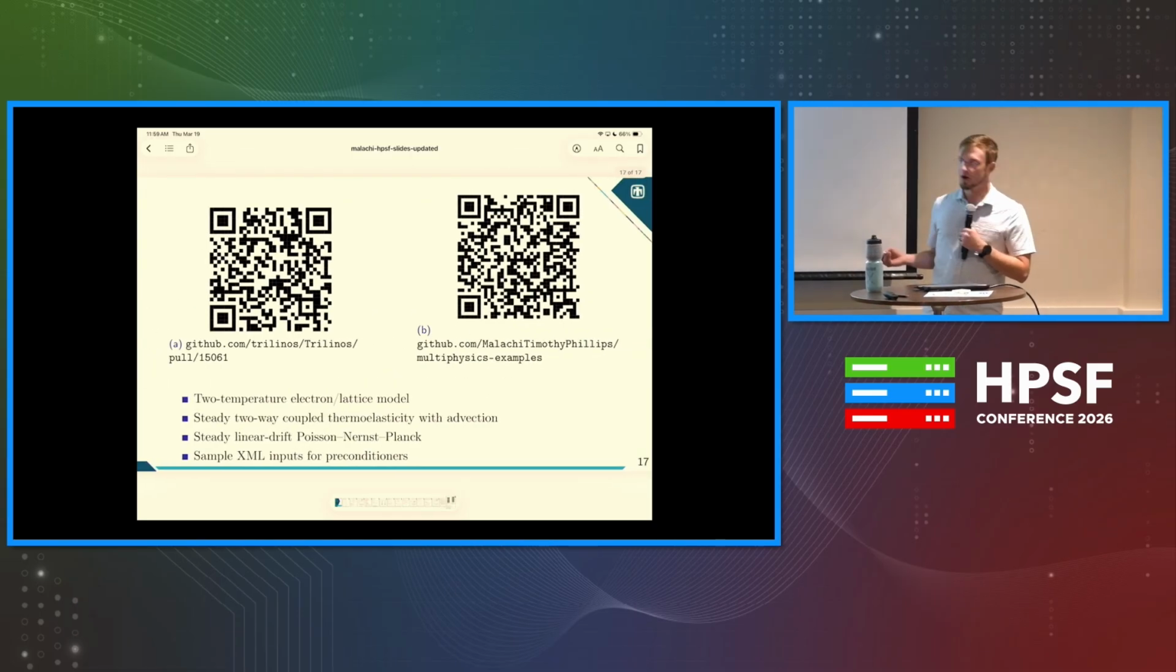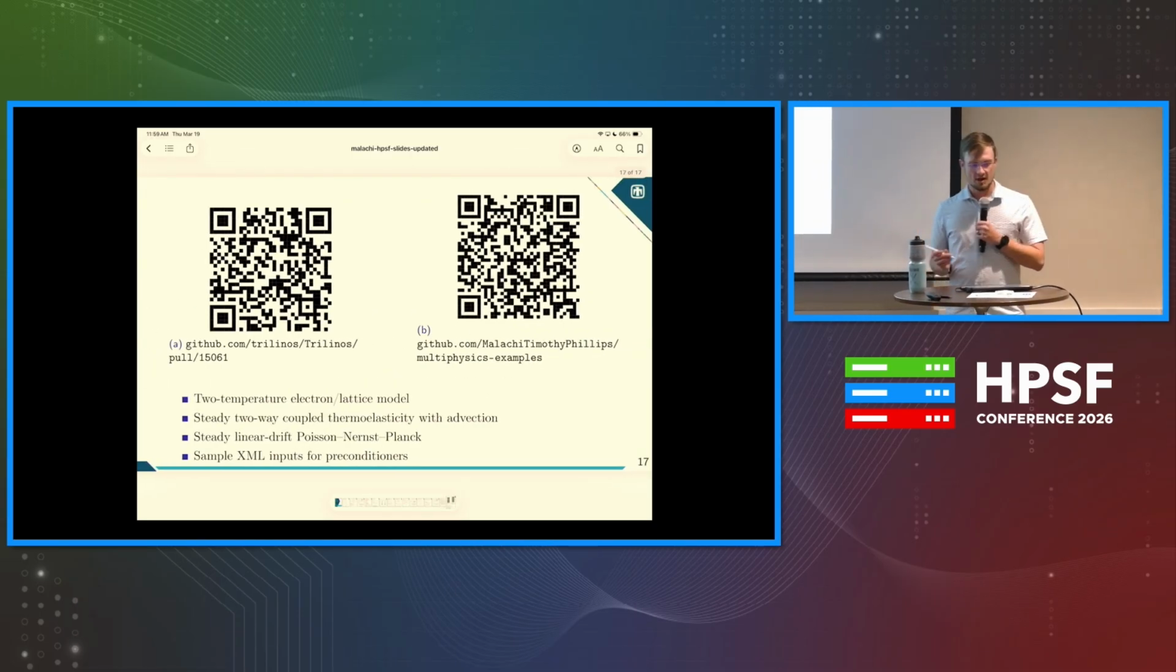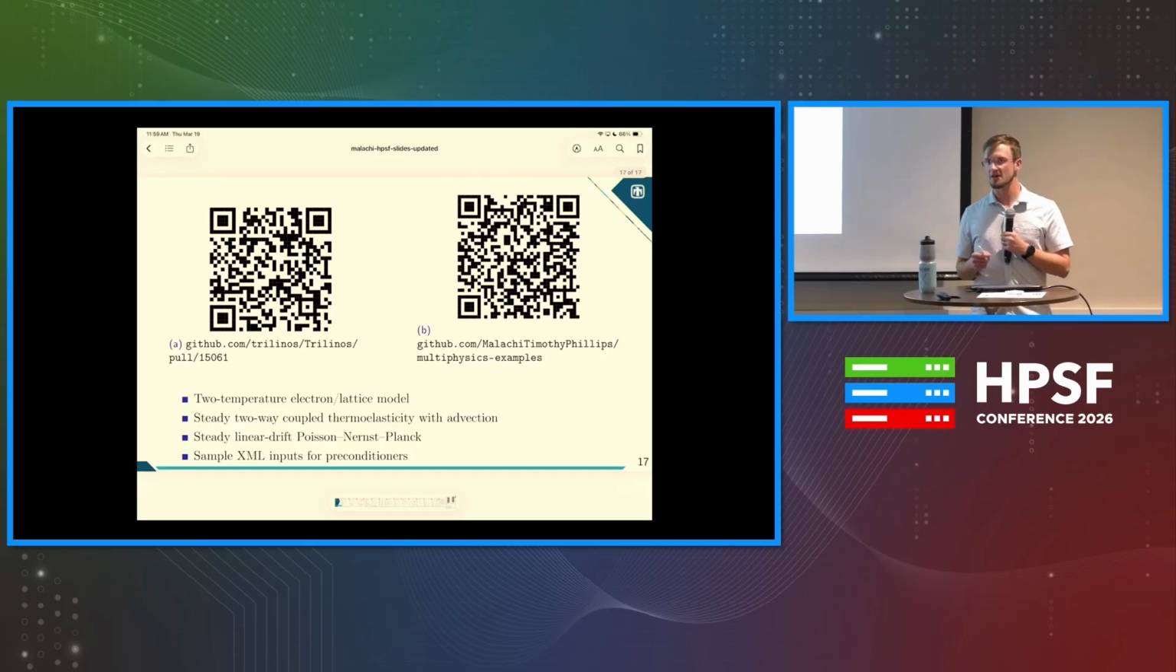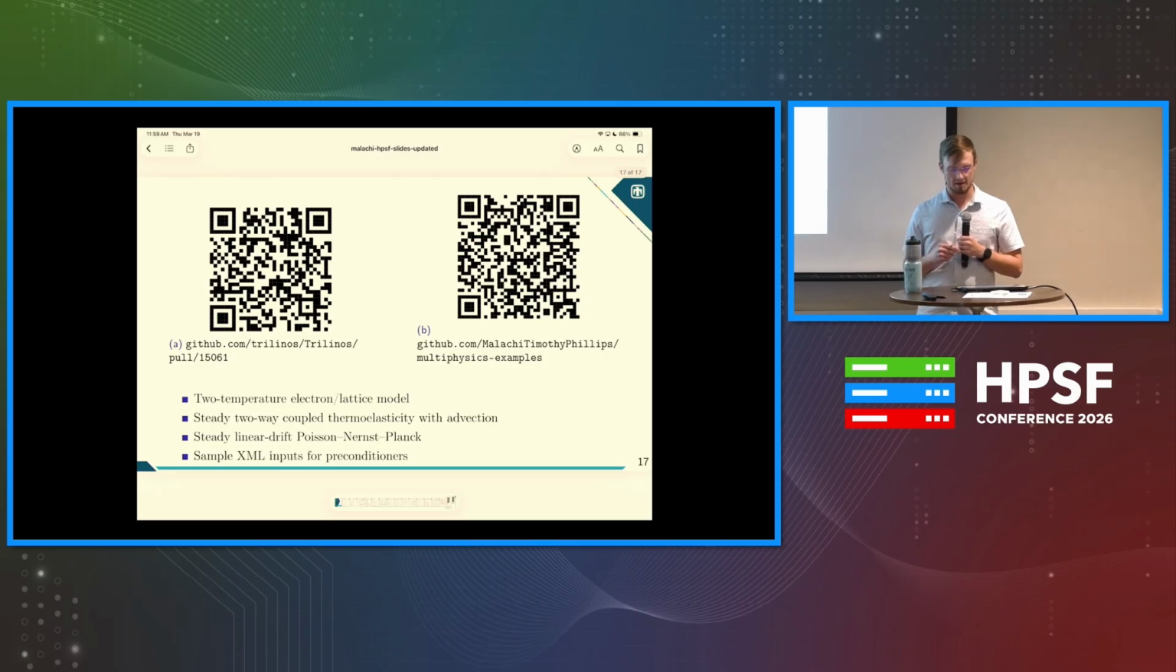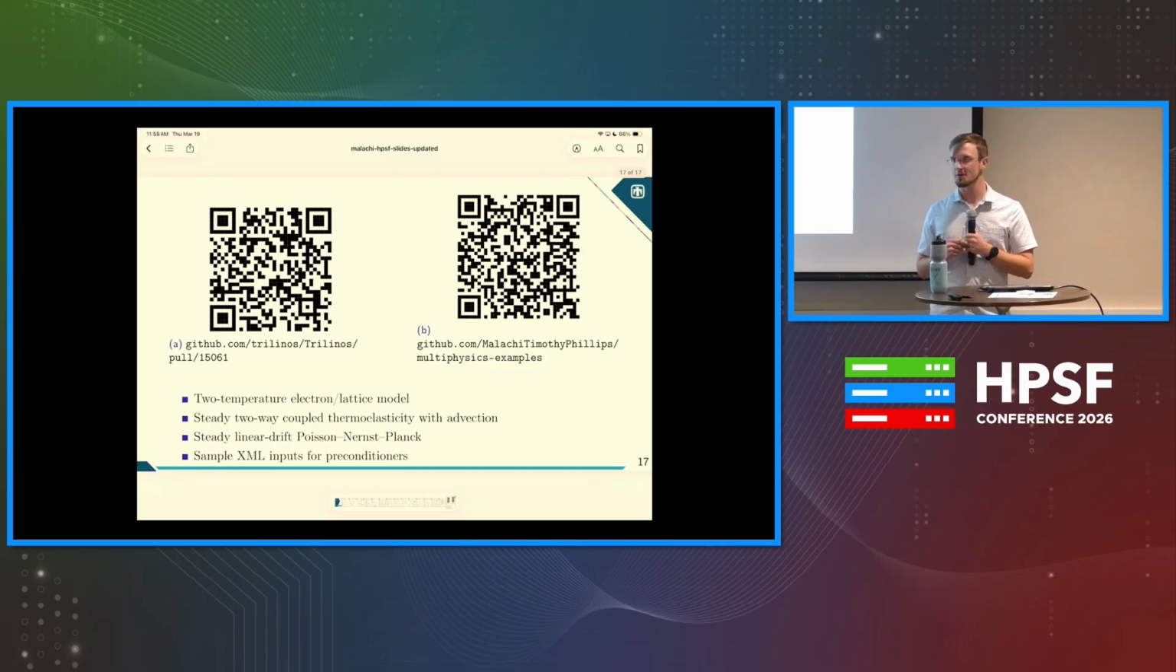But in short, if you want to look at the specific changes, the pull request is over on the left. And if you want to look at the multiphysics examples, that's on my GitHub on the QR on the right.